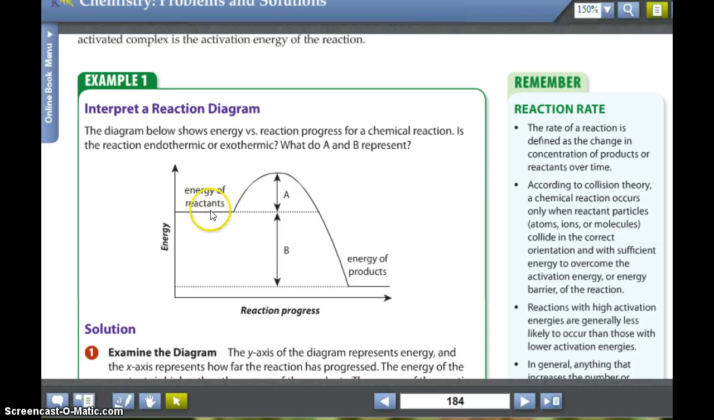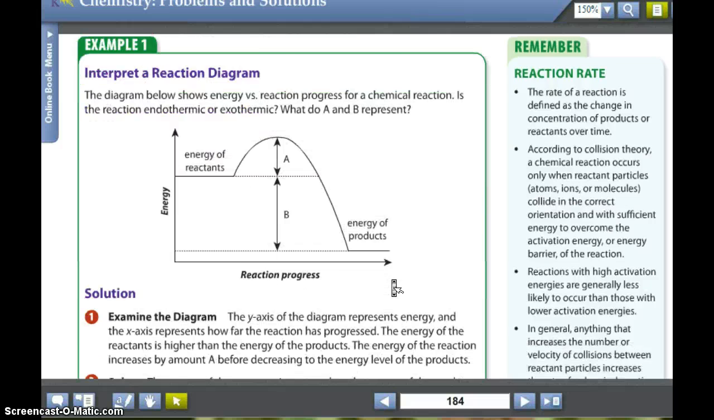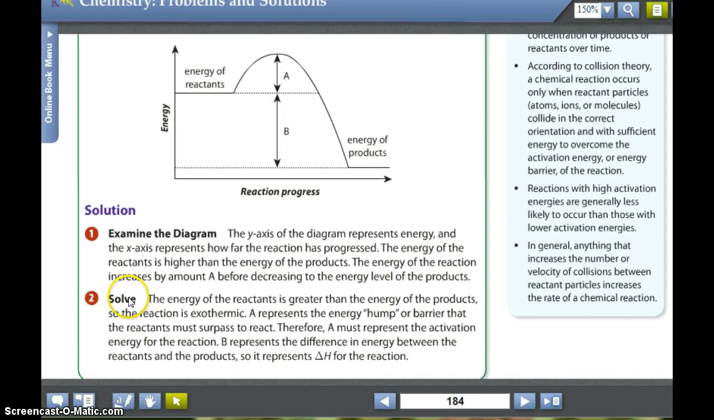So let's look. Our energy of the reactants is up here. Let's just make up a number. Let's say it's 100. Okay, then boom, I need to go up. So, okay, 150. And then boom, I end at about an energy of 10. So which has more energy, my reactants or my products? My reactants have more energy. So was energy in or energy out? Energy was out because there's less energy at the end. So is it exo or endo? It is exothermic.